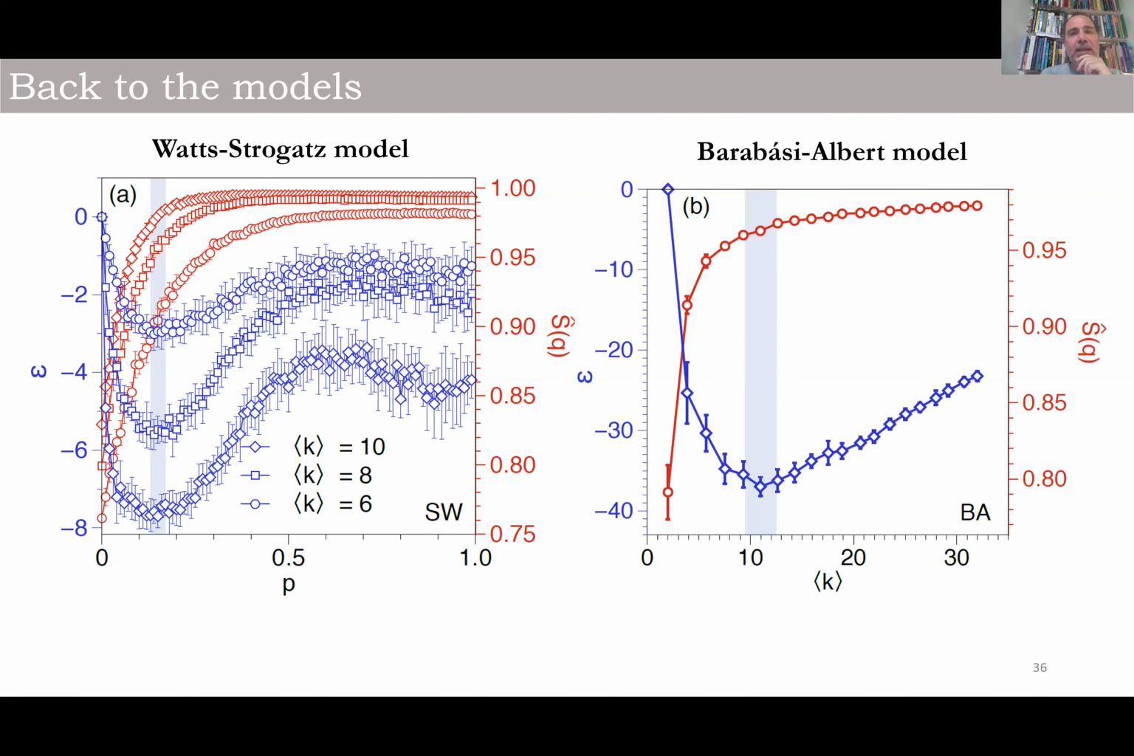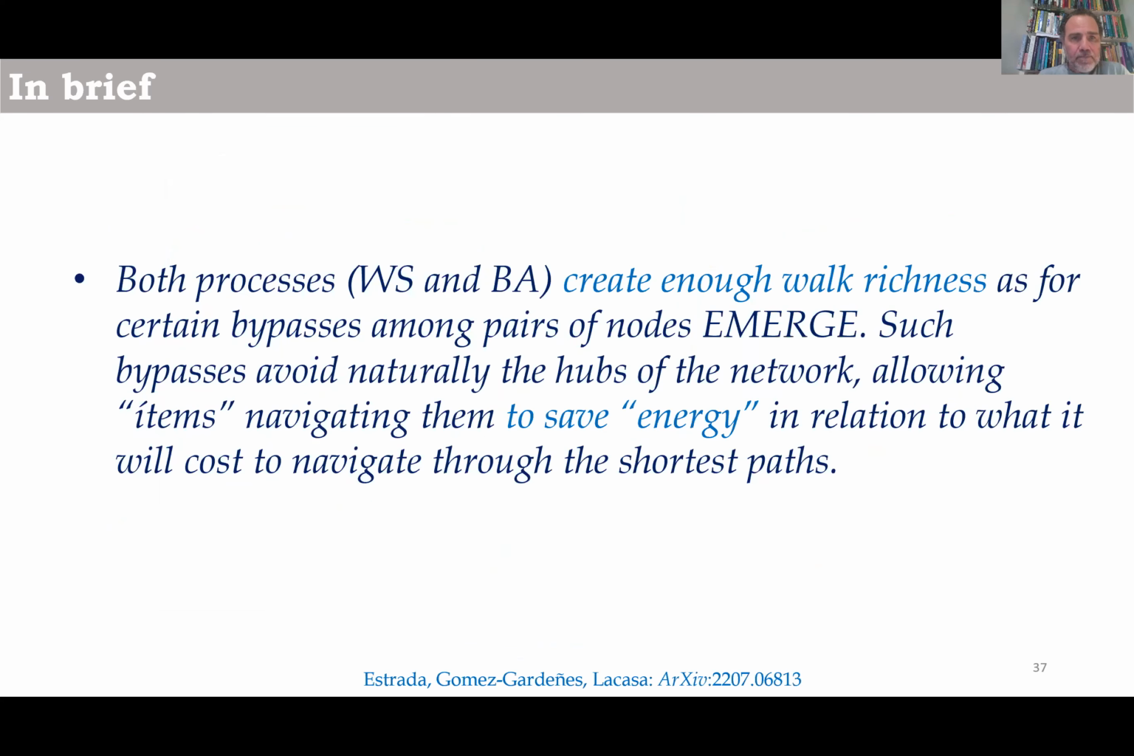And exactly the same happens in the Barabási-Albert model. Of course, here we have to plot against the average degree because there is no rewiring here, but we have this point here for each of these corresponding models that we call the good navigational point of the networks.